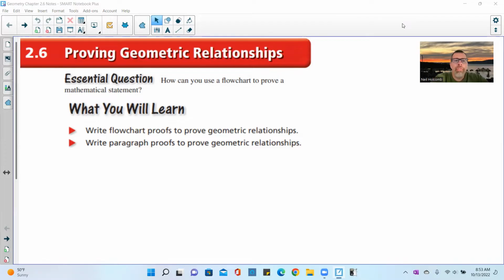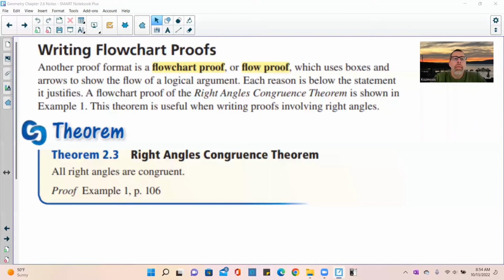It says to write flowchart proofs to prove geometric relationships and write paragraph proofs to prove geometric relationships. So let's take a quick look. Writing flowchart proofs. Another proof format is a flowchart proof or flow proof, which uses boxes and arrows to show the flow of a logical argument. Each reason is below the statement it justifies. A flowchart proof of the right angles congruence theorem is shown in example 1. This theorem is useful when writing proofs involving right angles.